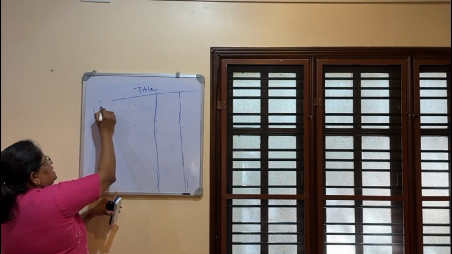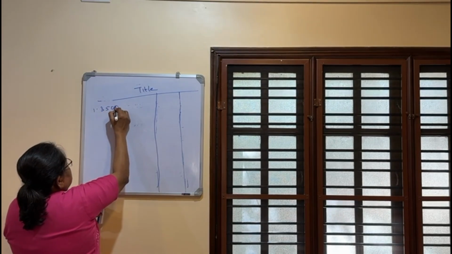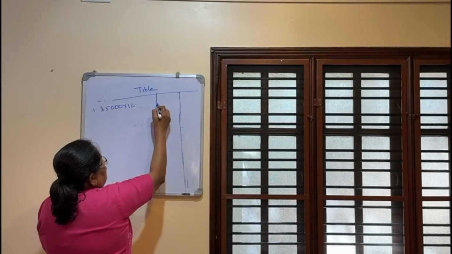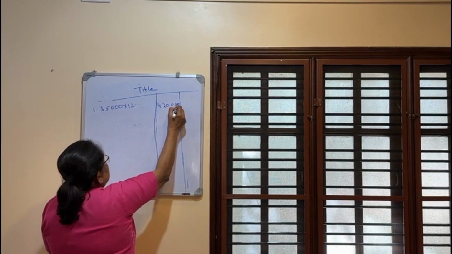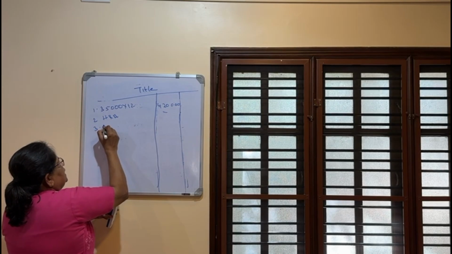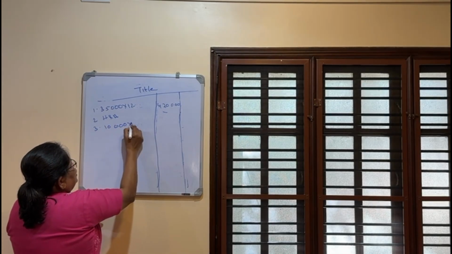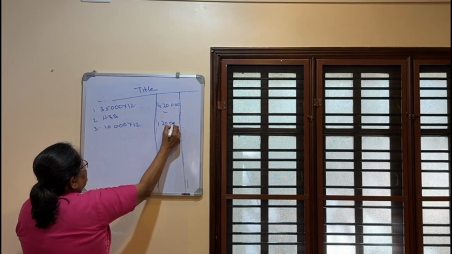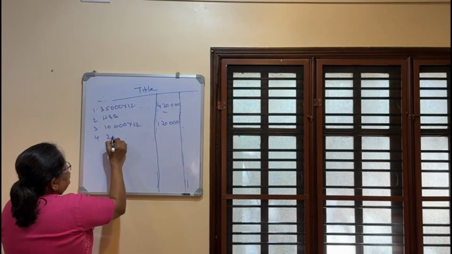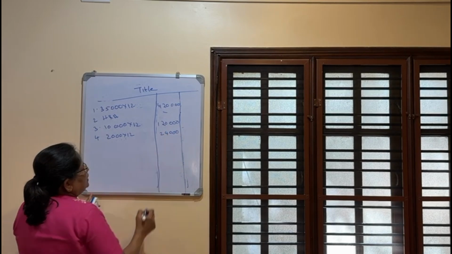Computation of gross salary. Basic salary is 35,000 into 12, which is 4,20,000. Total gross salary includes everything, all taxable. HRA is nil. Third is DA, 10,000 into 12, which is 1,20,000. CCA is 2,000 into 12, which is 24,000.